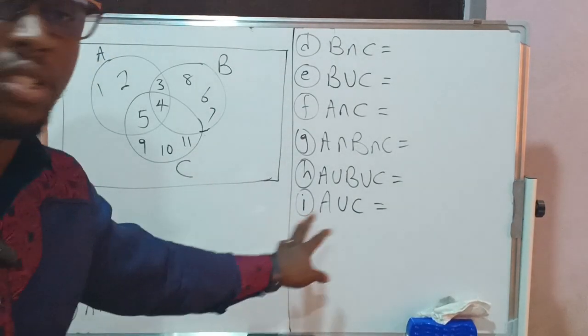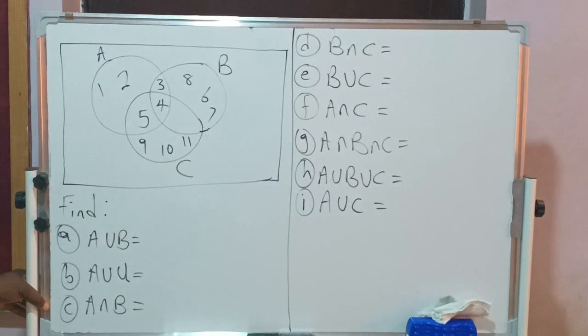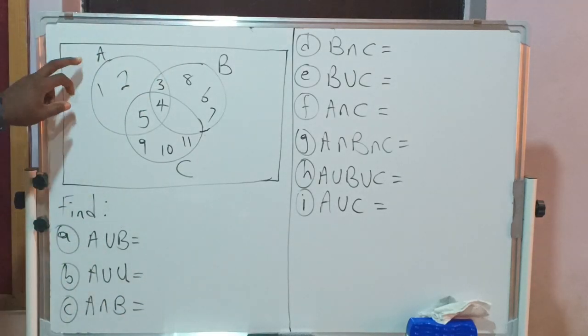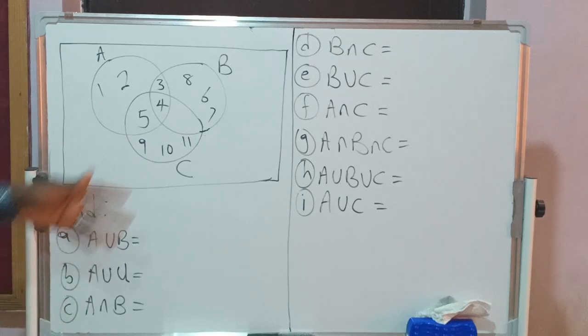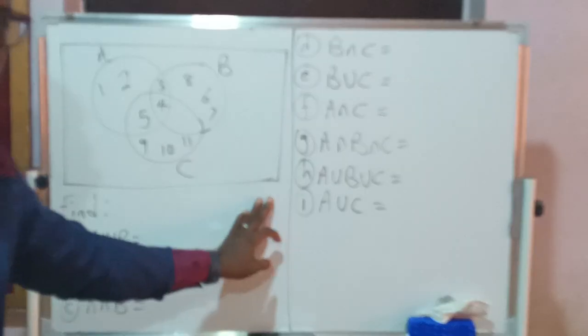The question before us this afternoon is a set question, and it has to do with a Venn diagram. From this question, you can see subset A, subset B, and subset C. And we have the following questions. I want us to take it one after the other.